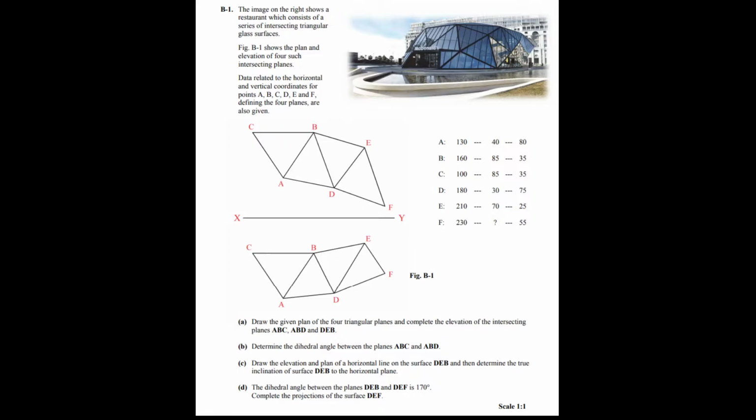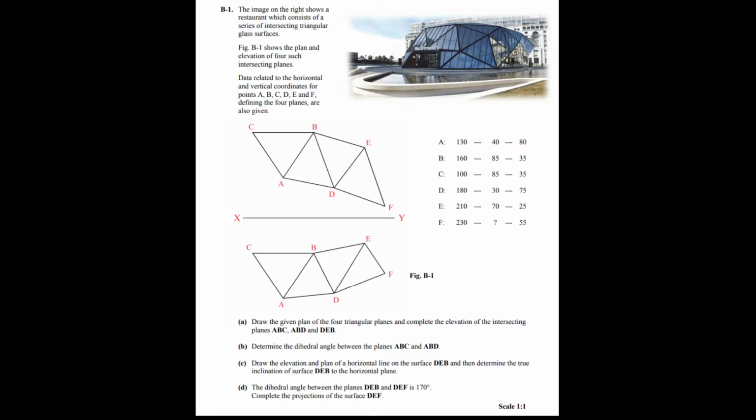Looking at the questions, part A is draw the given plan of the 4 triangular planes and complete the elevation of the intersecting planes ABC, ABD, and DEB. So we're ignoring the one with F in it at present. Part B is determine the dihedral angle between planes ABC and ABD. For that, we're going to need a true length of the line of intersection between the 2 planes, which will be the line AB.